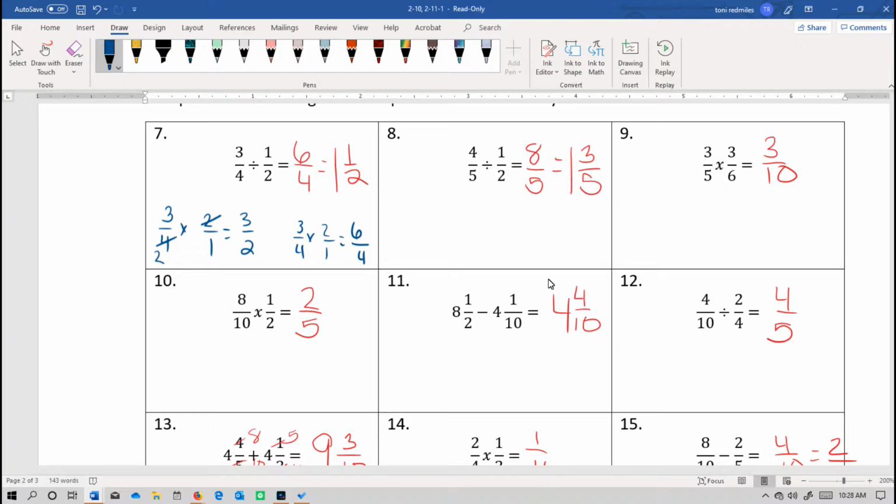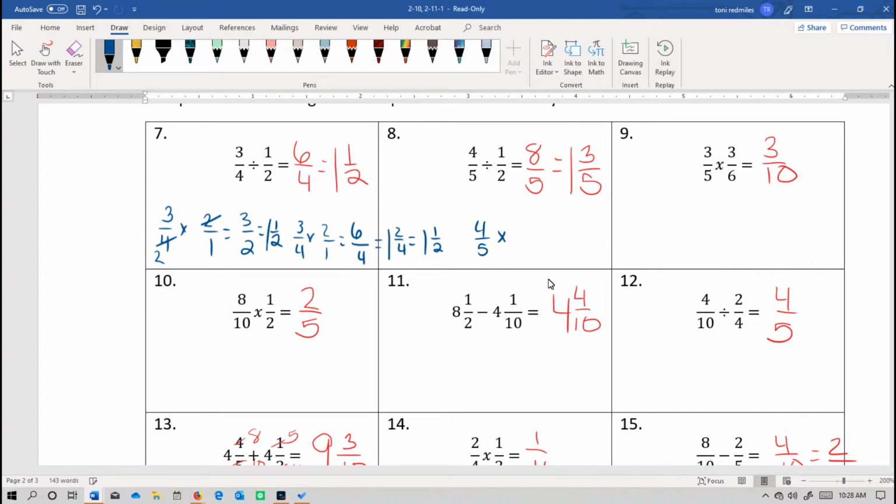Any way around it, if I say, how many times can 4 go into 6? That's 1 and 2/4, which reduces down even further to 1 and 1/2. And over here, I would have went straight to 1 and 1/2.